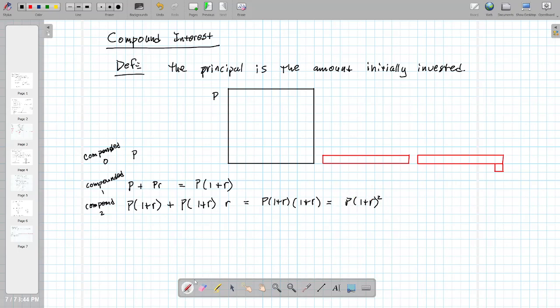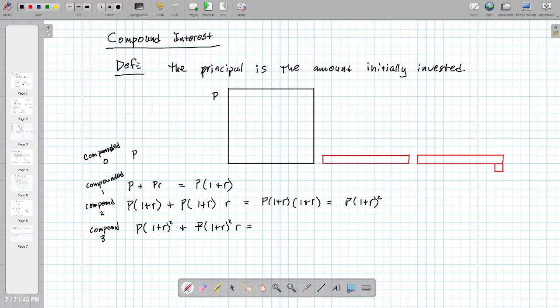Let's compound a third time and see if we can see a pattern. So we would take our current principal, the amount that we currently have, P times 1 plus R squared, and we add the interest that we collect on this amount. So we multiply this by R and add it. P times 1 plus R squared times R. This is representing the interest. This is representing the current principal that we have. So we take our interest that we earned on the current principal and we add it to the current principal to get to compound.